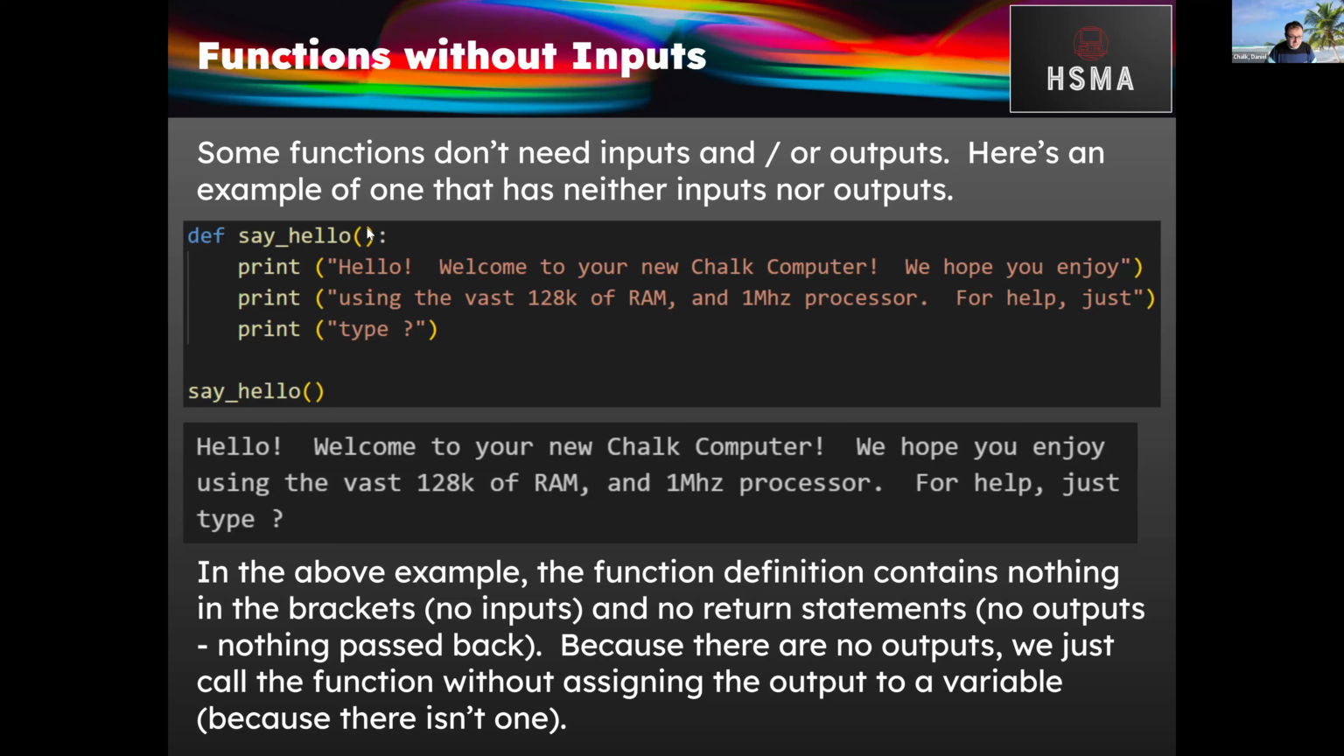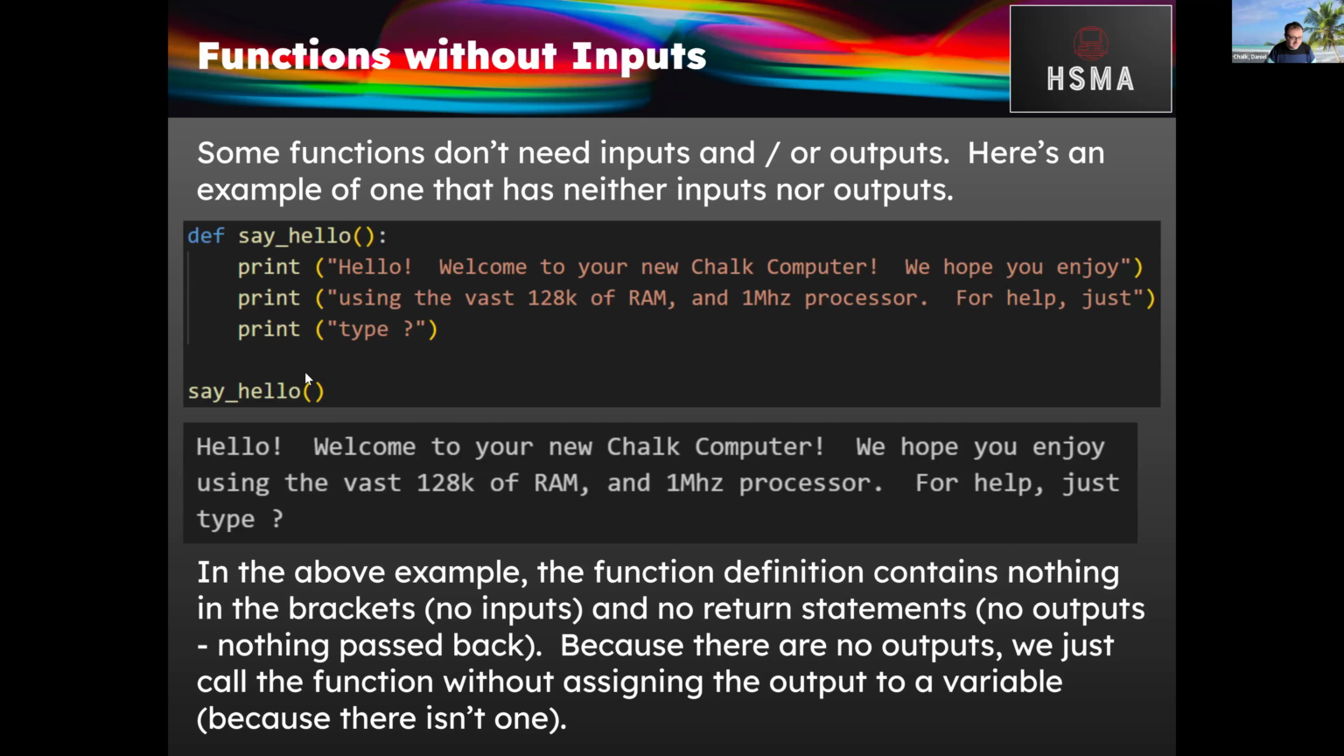Now, as I said, some functions don't need inputs or outputs. So here's an example of a function that I've written that doesn't take any inputs and doesn't pass back any outputs either. Here I've got a function called say_hello. You'll see there are no inputs, but I still have to use my brackets, so I simply open and close them. All this function is going to do is print these 3 lines of text. So there's no output. There's an output to the screen, but there's no output passed back to the code.